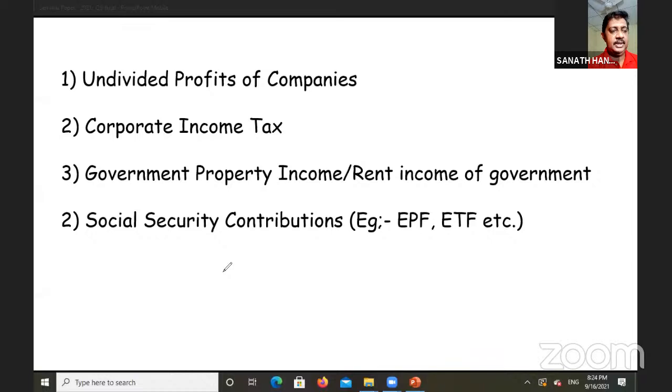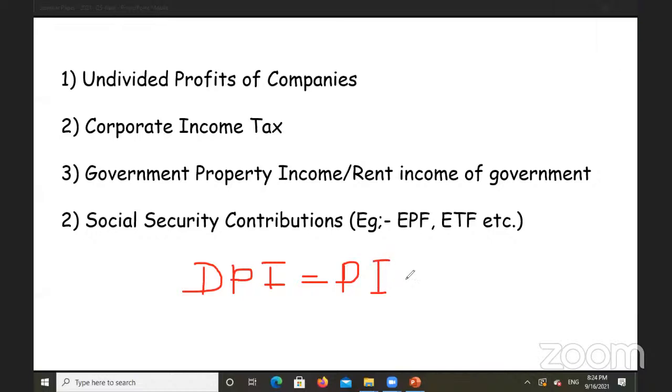Disposable personal income means personal income minus personal direct taxes.